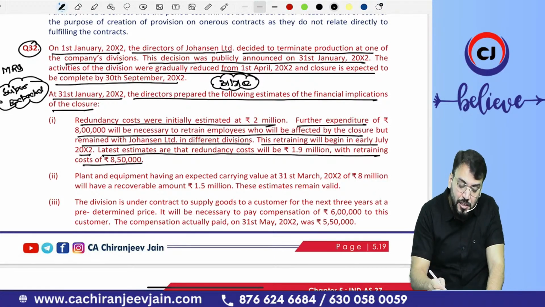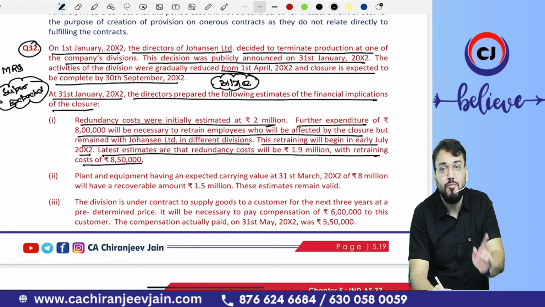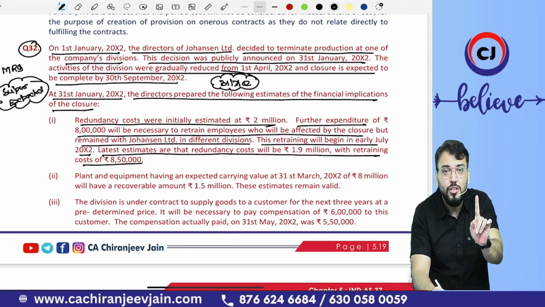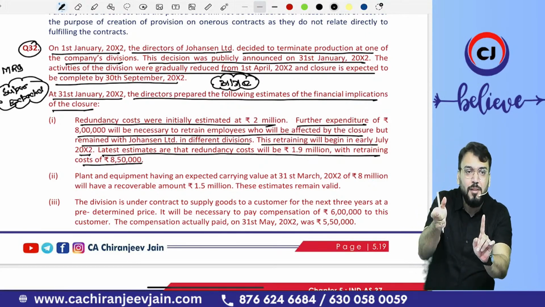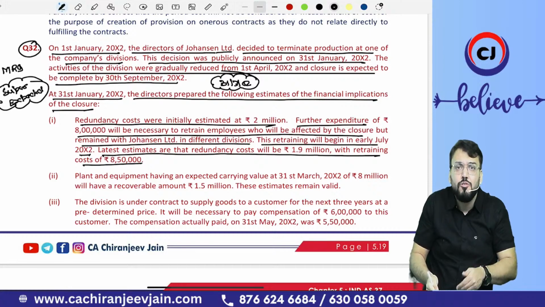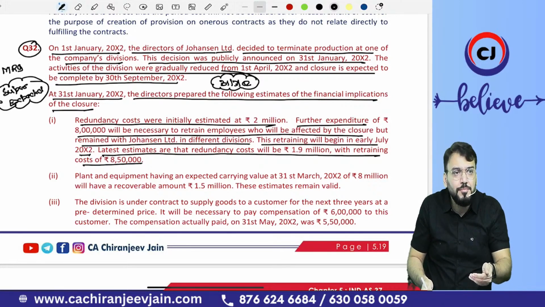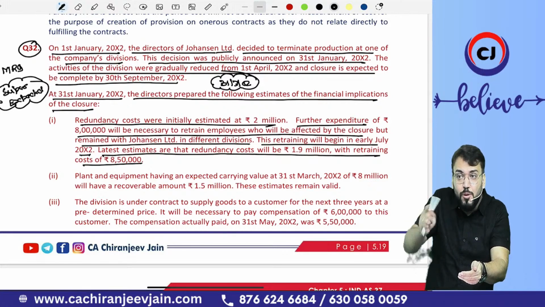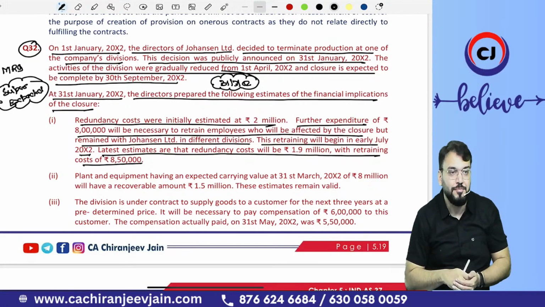Just try to understand. The initial estimation of 2 million was on 31st Jan 2002, but we want the estimation on 31st March. So when they say recent estimate or latest estimate, what assumption will you take? This is the estimate on 31st March. So we should create provision based on which estimation?